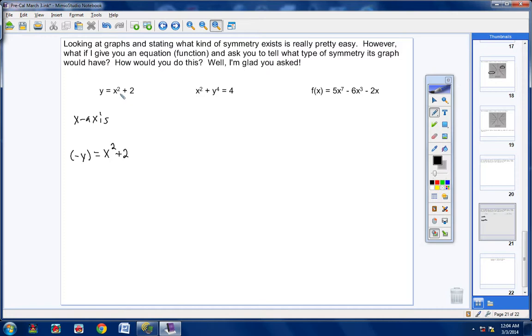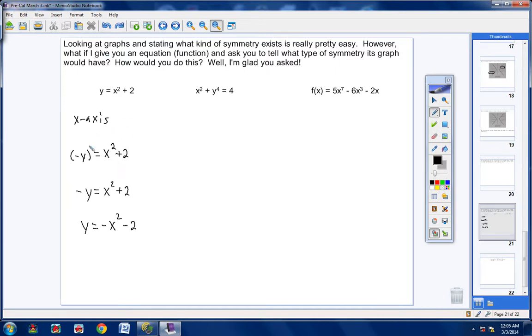Let me stop and review. We're testing for x-axis symmetry. When you're checking for x-axis symmetry, everywhere there's a y, you put a negative y. Then you simplify. So I've got a negative y in parentheses, which is just negative y. And now we're going to get y by itself. So we make the y positive, but we have to go over here and change all of these signs: negative x squared and negative 2. In other words, you can change all the signs in an equation as long as you do it to every term.